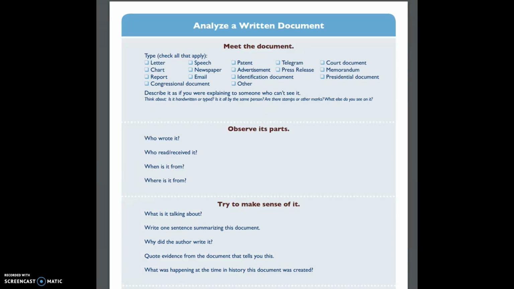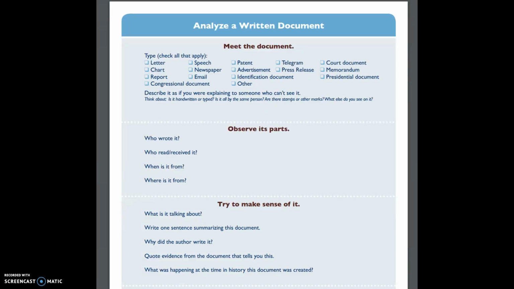Then you want to describe it briefly as if you were telling someone who can't see the document, as if you were telling them about it. So this is going to be more than a description of what the document looks like. It doesn't matter if the corners are folded or if the paper is torn somewhere.